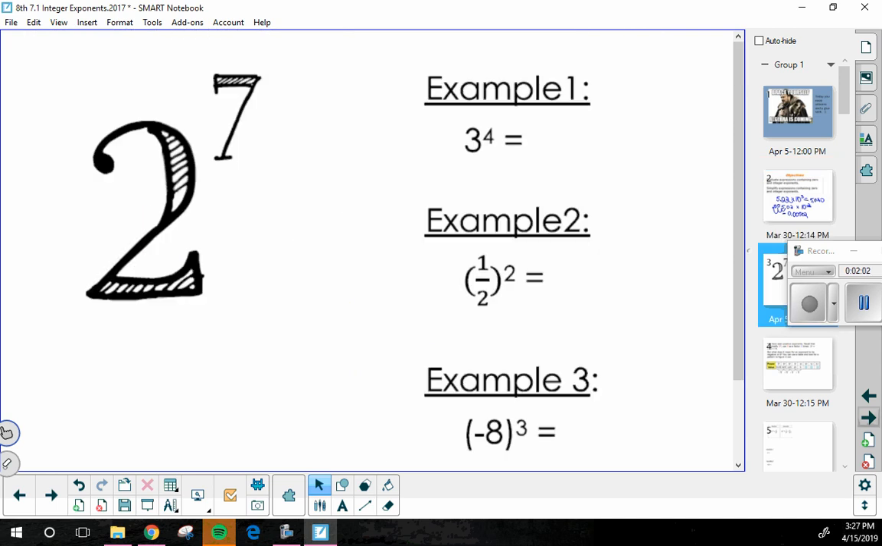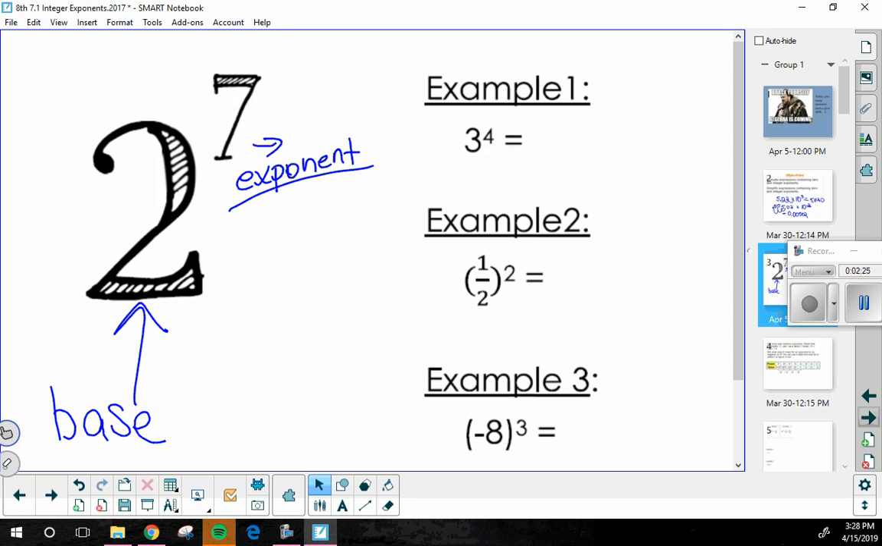Okay, what you do already know about exponents, we're going to go over real quick. One of the things I don't remember if you know or not is the big number that has an exponent is called a base. That number is the base. And the little number up above it is what we call the exponent. So you have a base and you have an exponent. And the exponent basically just tells you how many times to multiply the base by itself. So 3 to the 4th is 3 times 3 times 3 times 3, which is 81.